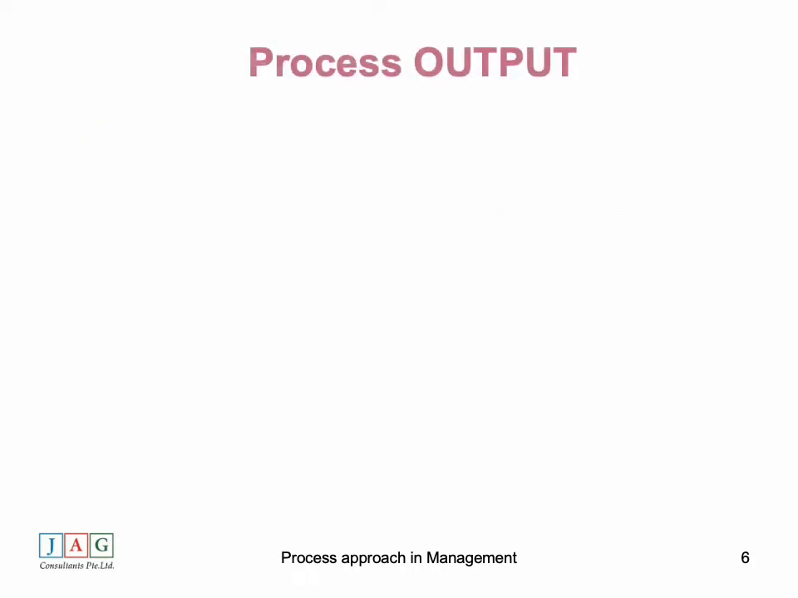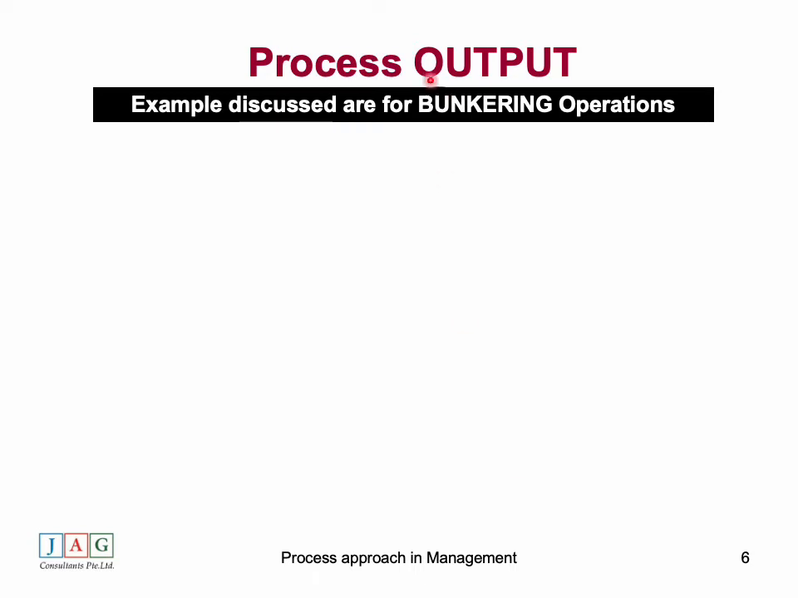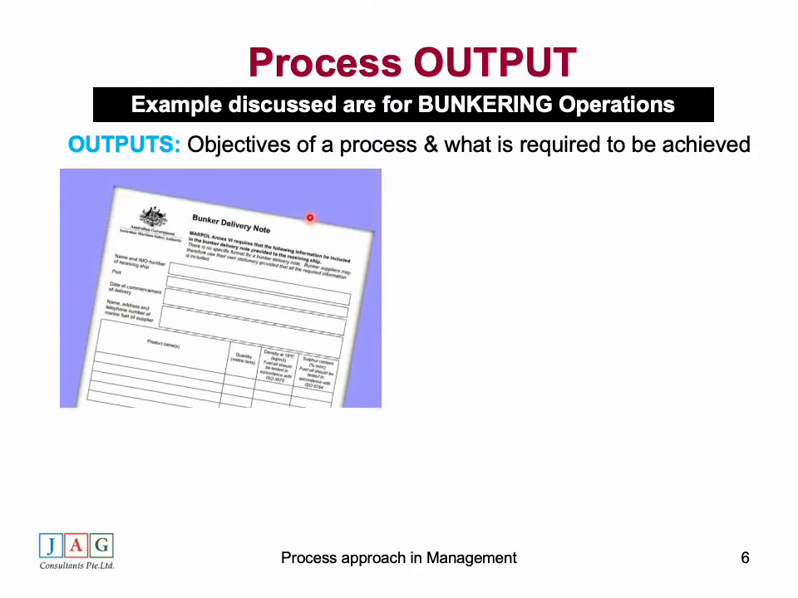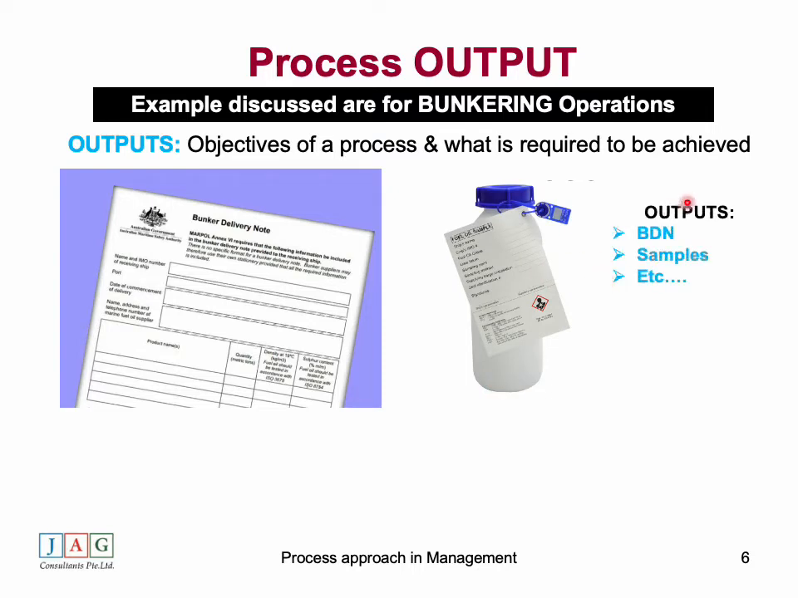Now let's look at what are the outputs of this. Again, the bunkering operations, the bunkering procedure. So objectives: what is the output, what is the objective of the process, and what is required to be achieved? What is it that we need to achieve of this? Number one, the output would be the bunker delivery note and the bunker sealed samples, right? So you have bunker delivery notes, samples. Now these outputs, you can have a few more, but let's say we are looking at some basic outputs.